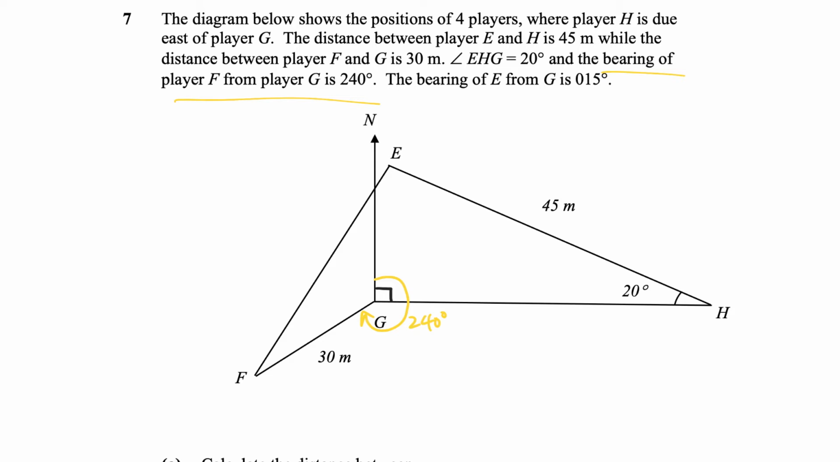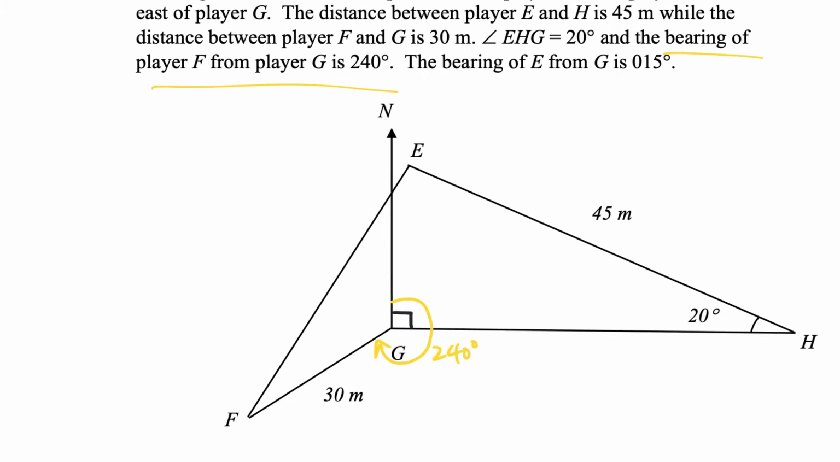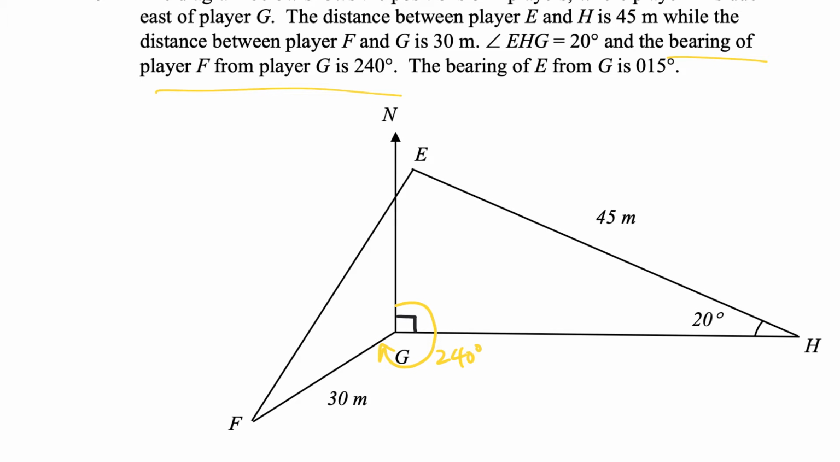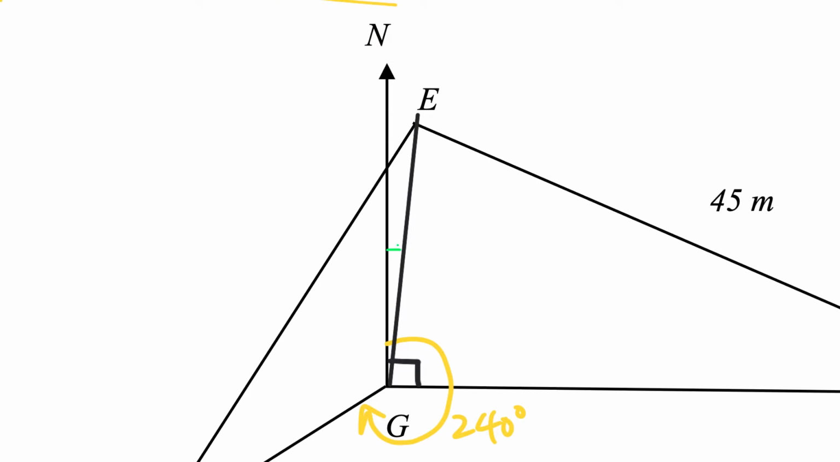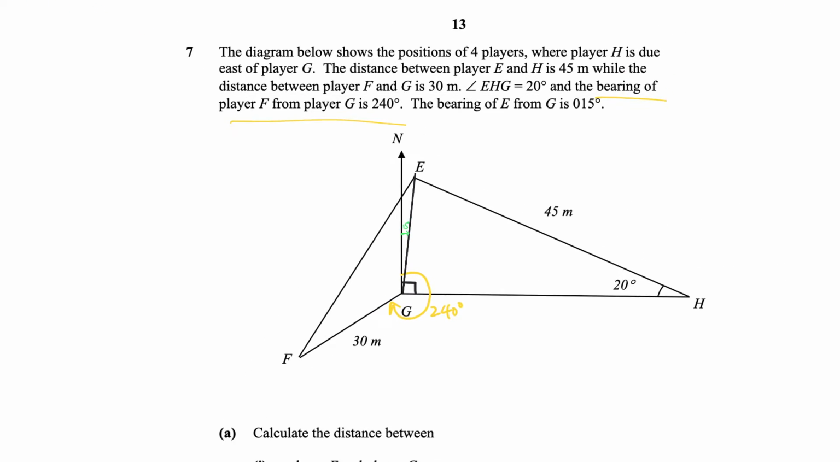And the bearing of E from G is 15 degrees, and they also didn't label that one for us, so let's do it. I'm just going to construct this line right here, right now. Okay. And it says the bearing of E from G is 15 degrees. So that tells me that this angle must be 15 degrees. Alright.